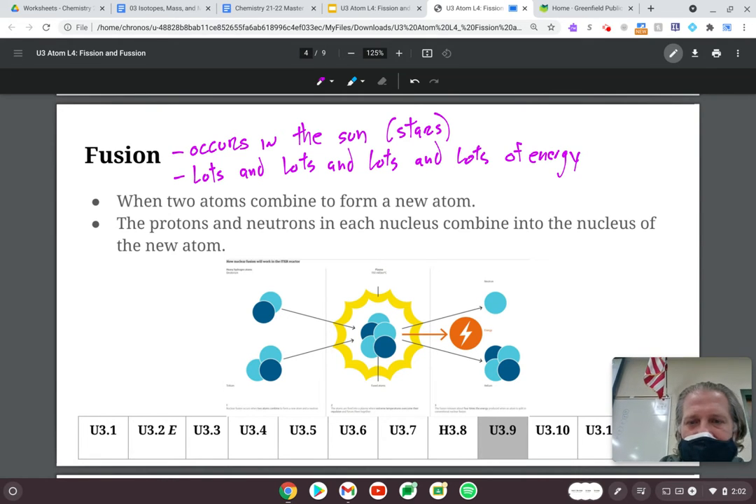And the reason why I went to great lengths to write lots and lots and lots of energy is because fusion occurs in the sun or in the stars. And when it occurs in the stars, it produces so much energy that if we were to attempt to replicate it on Earth, the amount of energy would be so uncontrollable, so great that we wouldn't be able to contain it, and it would basically melt everything. So fusion is something that we have been unable to reproduce in a safe manner on the planet Earth.